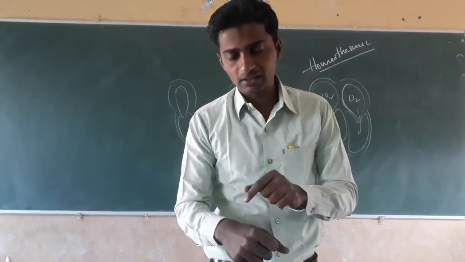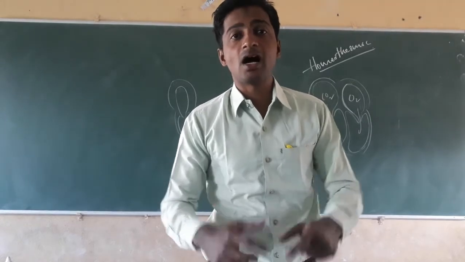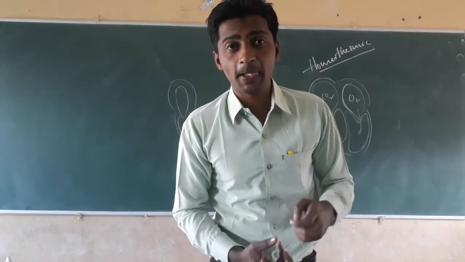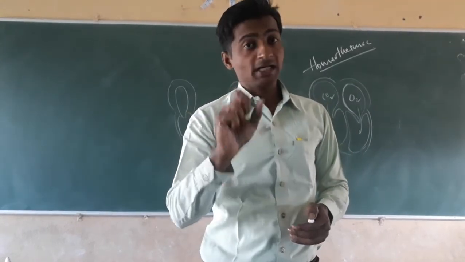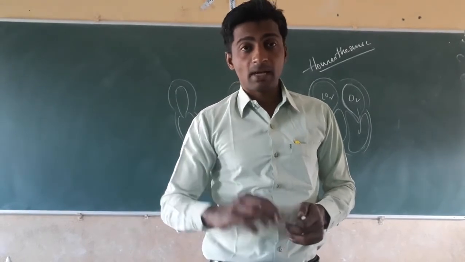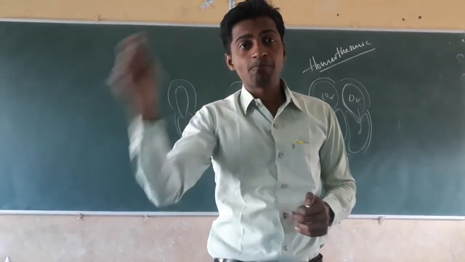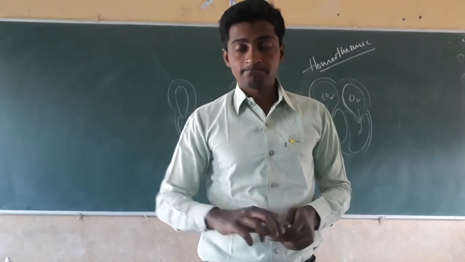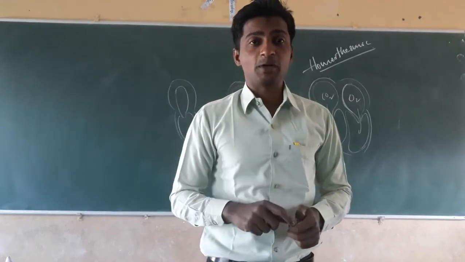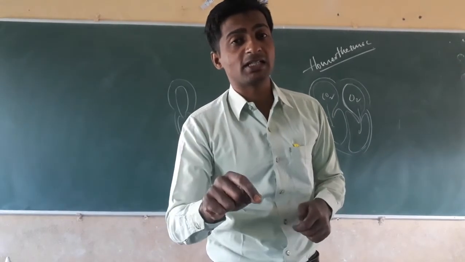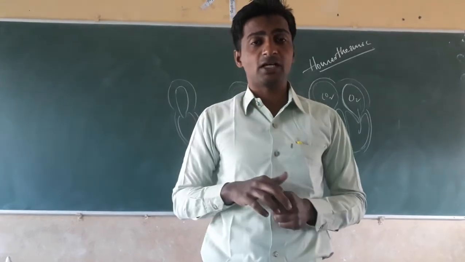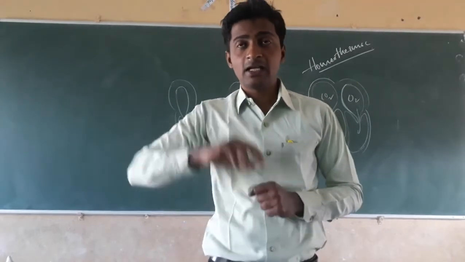Suppose we are in southern India or at the equator of the earth, where the temperature is high. The maximum temperature is recorded in the equatorial regions. If we measure body temperature in the equatorial region, we record 37 degrees Celsius.